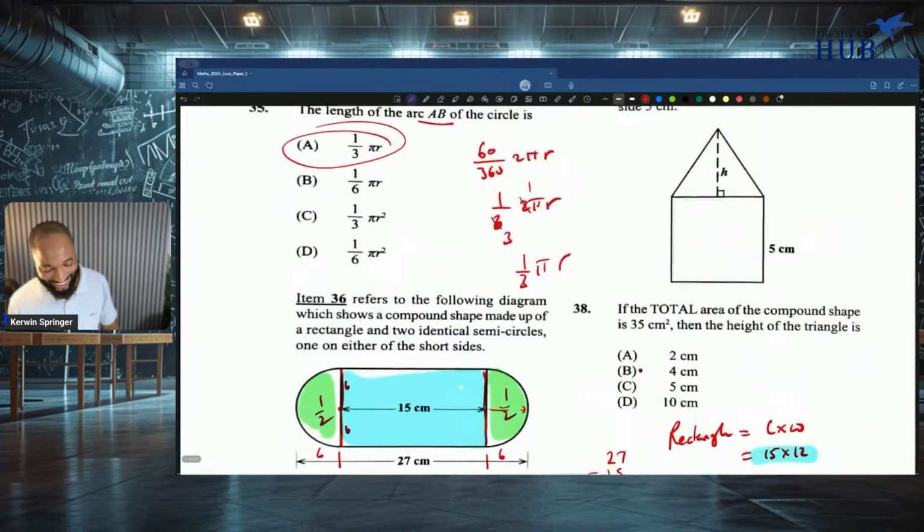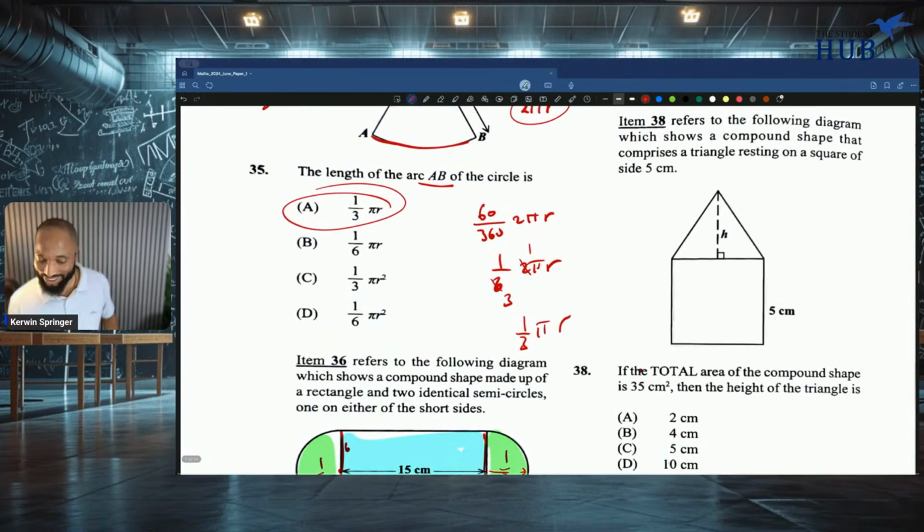All right, Elizabeth. Which shows a compound shape that comprises a triangle resting on a square. Elizabeth says so. It looks like we have logic. Yes, Elizabeth, you do. I believe in you.